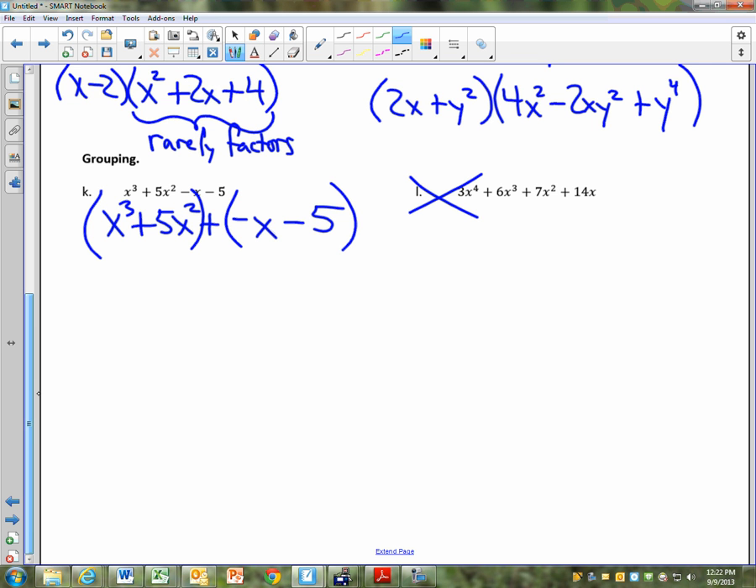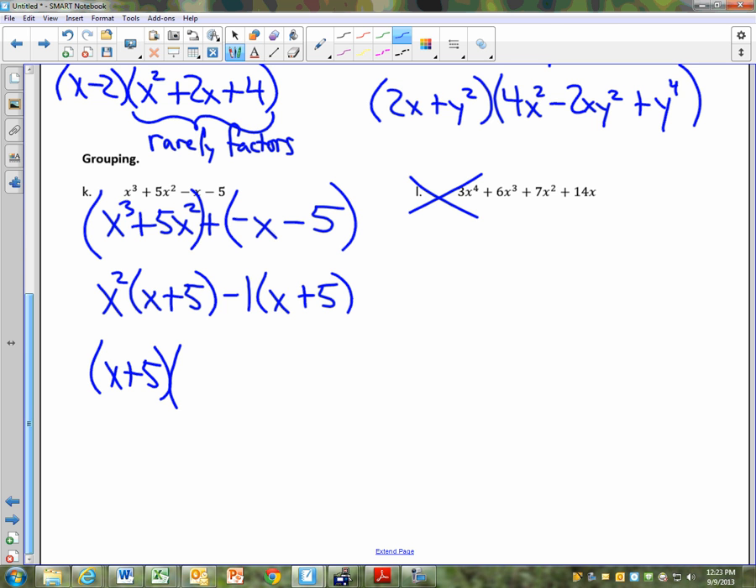Some people might group different terms together as well. That's absolutely fine if you want to do that. I'm just showing kind of where mistakes could be made. What do you take out of the first set? X squared. And you're left with x plus 5. What do you take out of the second set? Negative 1. So I can just write minus 1 if I want. Switch the signs as you factor that out. What do both those now share in common? X plus 5, which I will factor out. X squared minus 1. Does x plus 5 factor? Does x squared minus 1 factor?